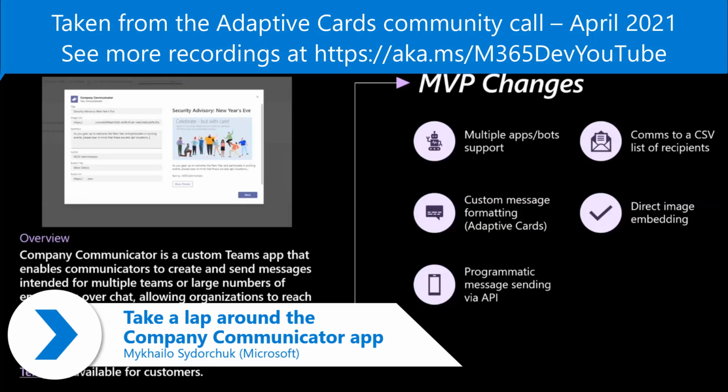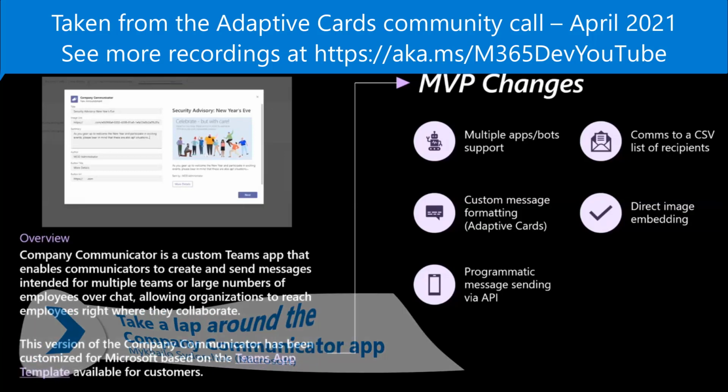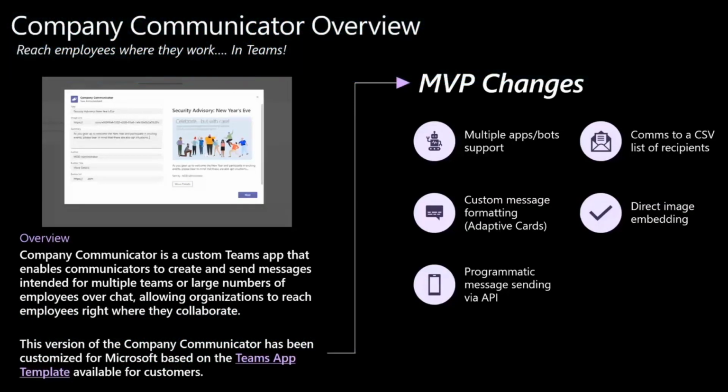Gosh, that's a mouthful. And as Matt mentioned, the Company Communicator app, which I'm going to walk through today and do the demo, it's all about the adaptive cards. So actually, this solution was built by the product group, and it's provided to all of you through GitHub. There is a set of Teams app templates, and Company Communicator is just one of those templates.